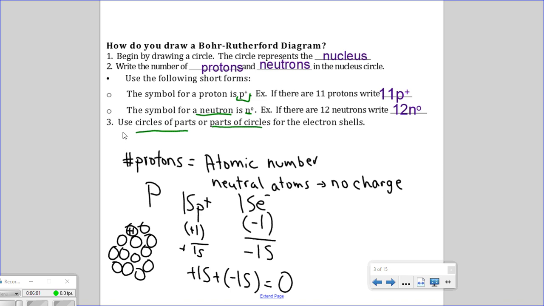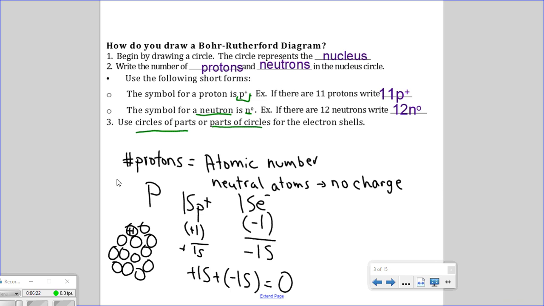And then we would use circles or parts of circles for the electron shells. Those orbits, or electron shells, would be represented as circles around the nucleus. Or we could do a part of the circle. We'll look at both diagrams here.